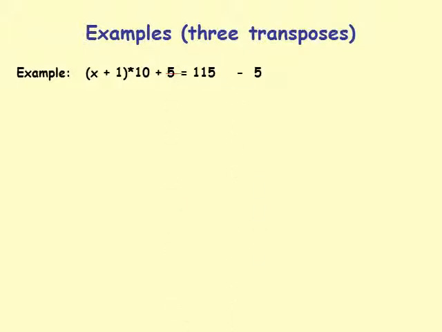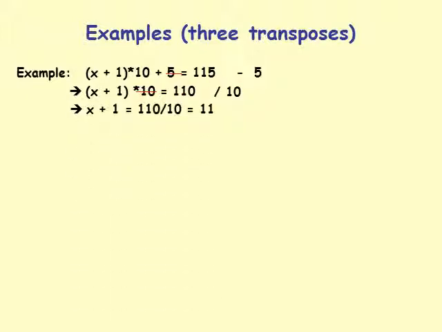Let's continue here. So we get 115 minus 5 on the right. This 5 got transposed to the right and became minus 5. So that means x plus 1, times 10, is 110. Now this multiplied by 10, we move across the equal sign and it becomes divided by 10 on the right.